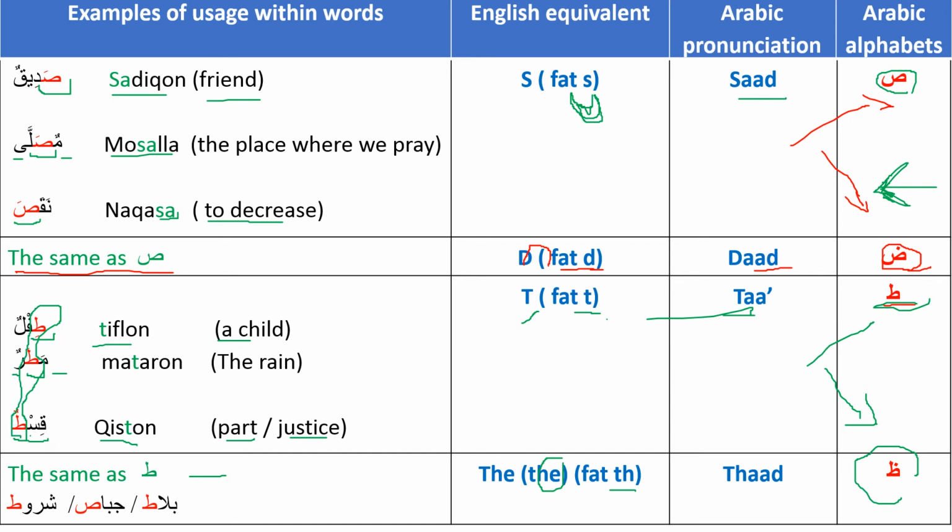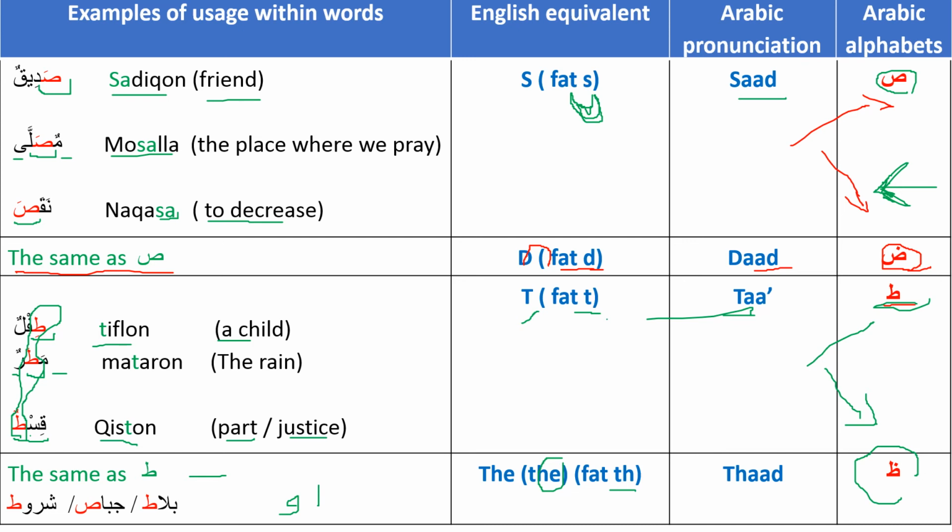There is a remark, the exception which I told you in the beginning. All these 4 letters, Sad, Dad, Ta, and Dhad, when they come after alif or waw, they are written separated from these two letters. They cannot be attached to them. After them, they cannot be attached.